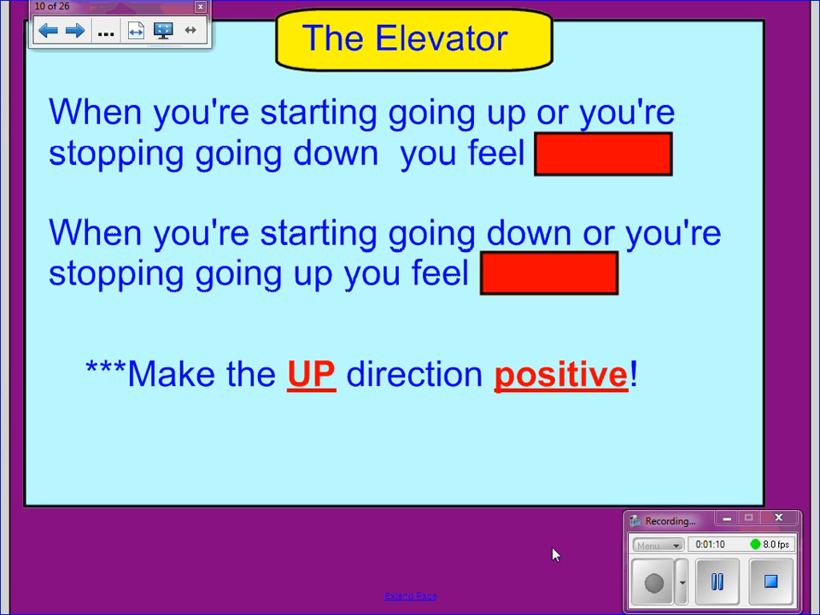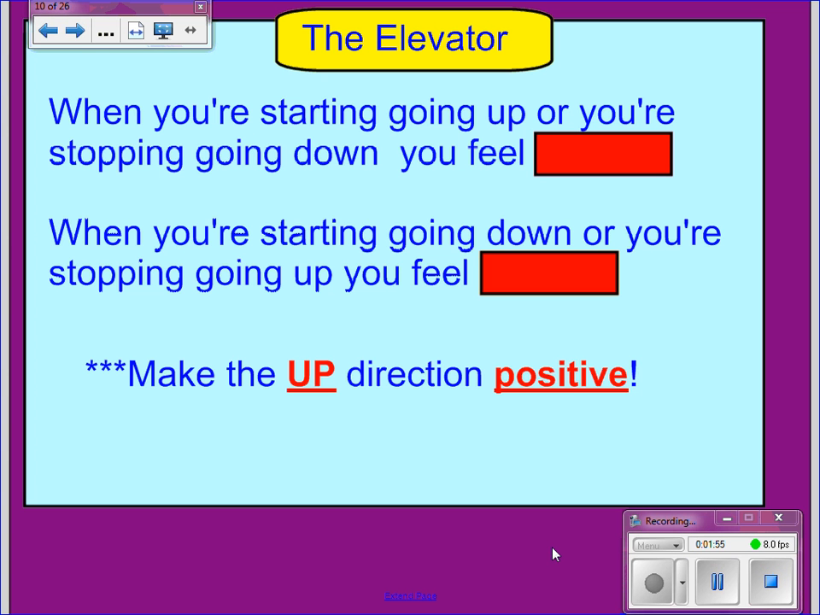So let's first start off with the first point, which says when you're starting going up or you're stopping going down, you feel blank. Now I really want you to think about that. Maybe even pause the video if you want to think about how you have felt. When you get on an elevator and you are starting going up, so you step on the elevator on the first floor and you're going up to the 10th floor, you're going to have the exact same feeling when you are stopping going down. So that's where you are maybe going back down towards the first floor and you stop.